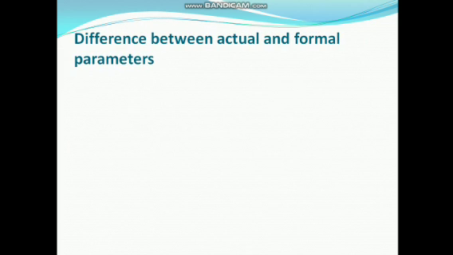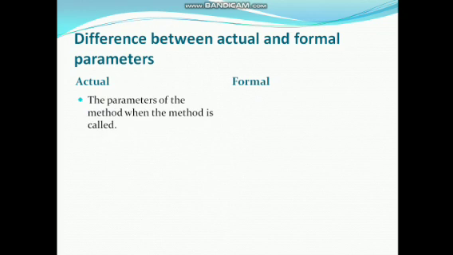Now we will see the difference between actual and formal parameters. Actual parameters, the parameters of the method when the method is called, are actual parameters, and they are not preceded by data type. That means like add(5, 10), and here only 5 comma 10 is given, not int 5 or int 10. That is meant by not preceded with the data type.